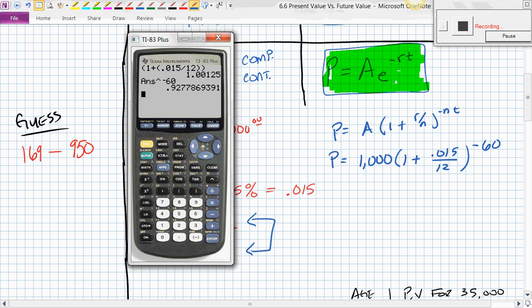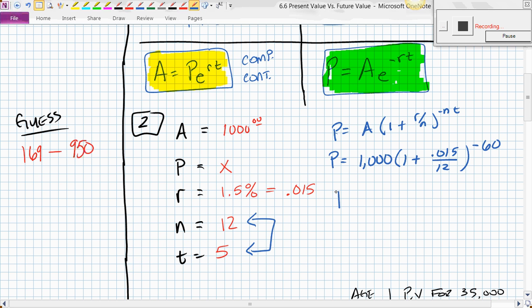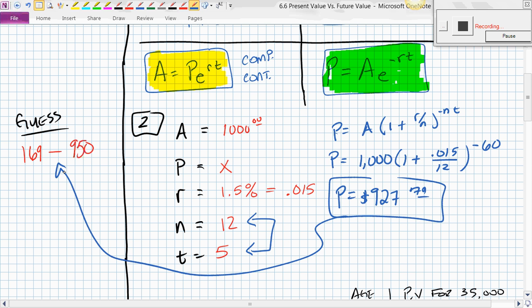And notice that this number now is less than 1, right? Which it should be, because we're going to multiply this by 1,000. That's going to give us something smaller than 1,000. So we're going to multiply that by 1,000. And lo and behold, we better walk into the bank with $927.77. Wow, that's pretty good. So it was $927 and what was it? 79 cents. Okay. And that is within a reasonable guess of $169 to $950.